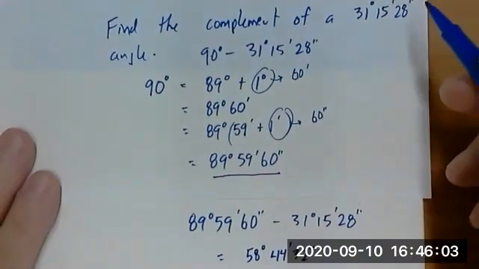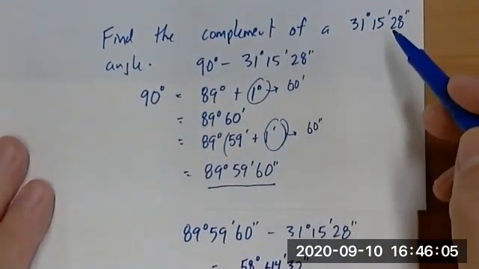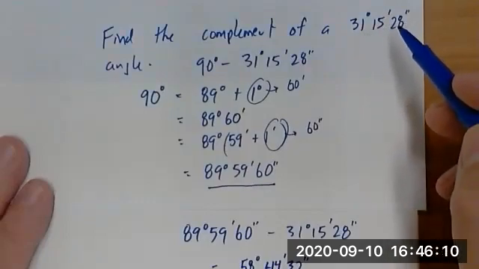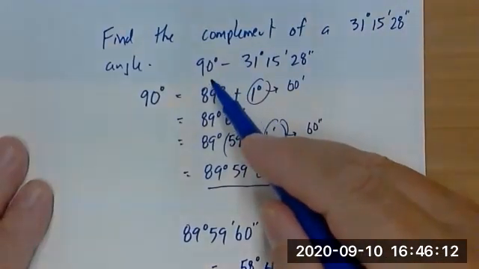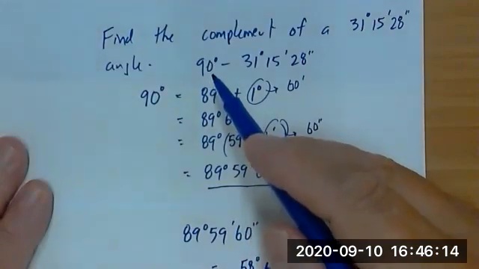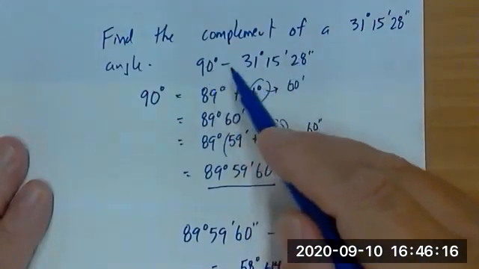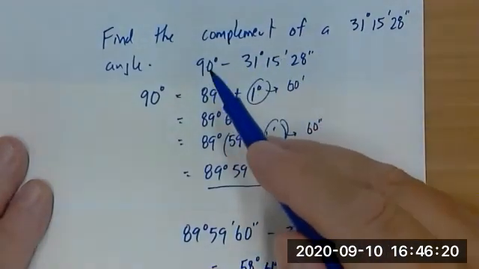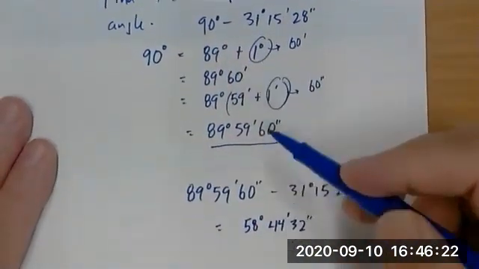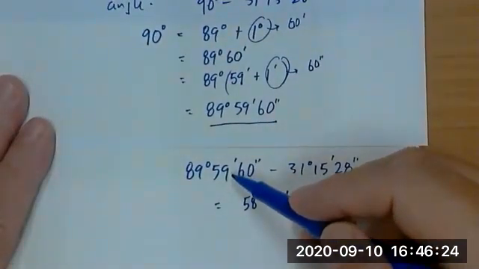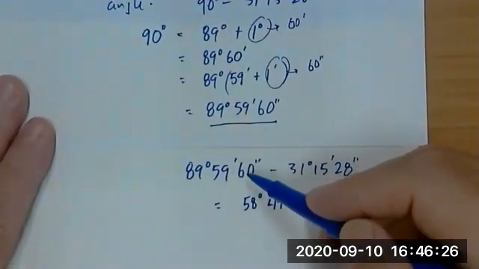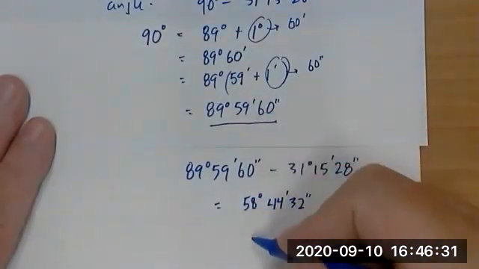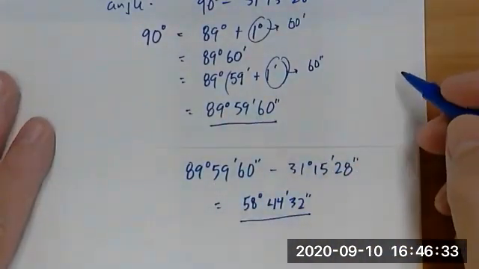So once again, the original problem was find the complement of this angle. And the angle was given in degrees, minutes, seconds. Initially, when I do what I normally do to find a complement, I'm sort of stuck. So what I have to do is realize that I can rewrite 90 degrees as 89 degrees, 59 minutes, 60 seconds. And now I can do the subtraction and get my answer.